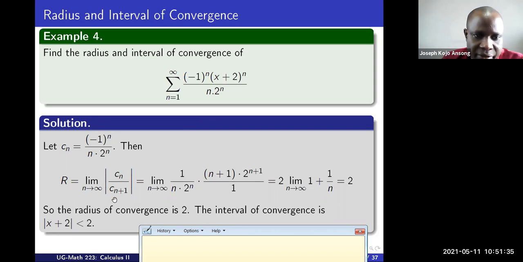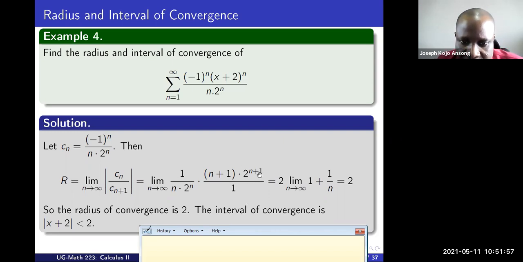Cn again is this. If you take the absolute value, the negative stuff goes, right? So you just have 1 here. So you have 1 over n times 2 to the power n, okay? You are dividing by the Cn plus 1, so you multiply by the reciprocal. So you are replacing n with n plus 1, right? So you have n plus 1 times 2 to the n plus 1 over n.